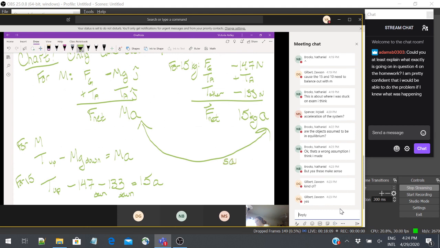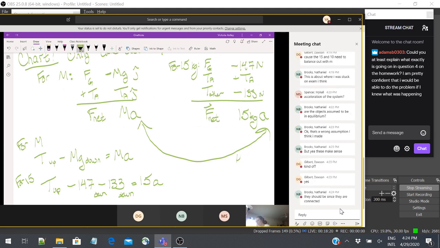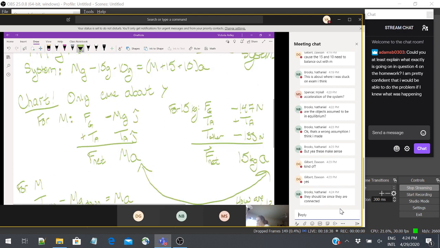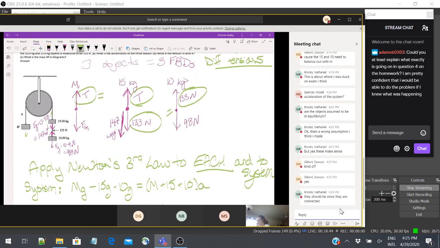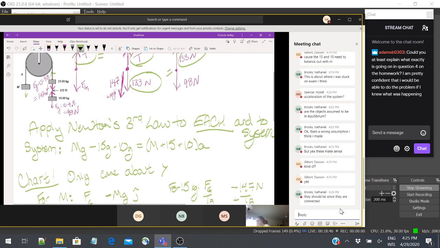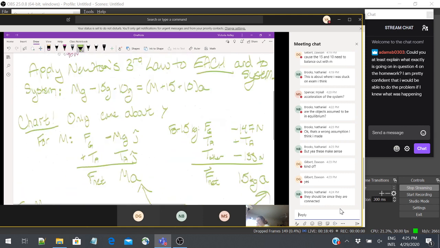Okay, what about these two accelerations? Are these the same? Are these different? Are these opposite? Are these double, halved? What's going on here? They should be, since they're connected, okay? So they definitely are going to be the same magnitude, because if the big mass goes down 1 meter, this mass has to go up 1 meter. So that means that one of these is going to be negative.